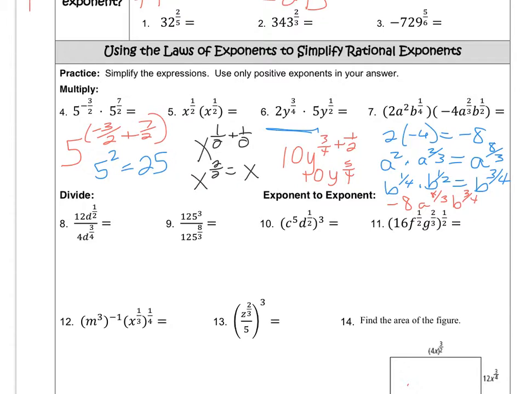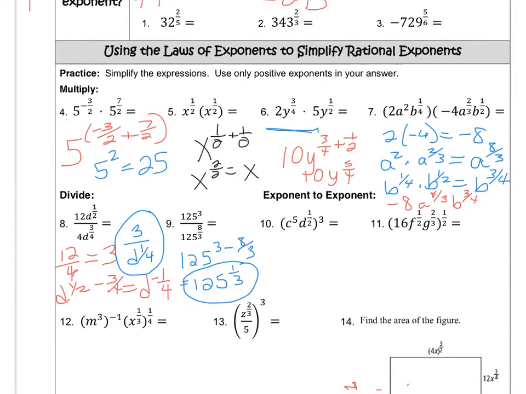All right, so on number 8 and 9, we're dividing. So our rule for when we divide is go ahead and divide our coefficients like normal, and then we take our base and we subtract our exponents. So on 8 and 9, you're going to be subtracting your exponents. Go ahead and pause your video to do number 8 and 9, and then check back for the explanation.